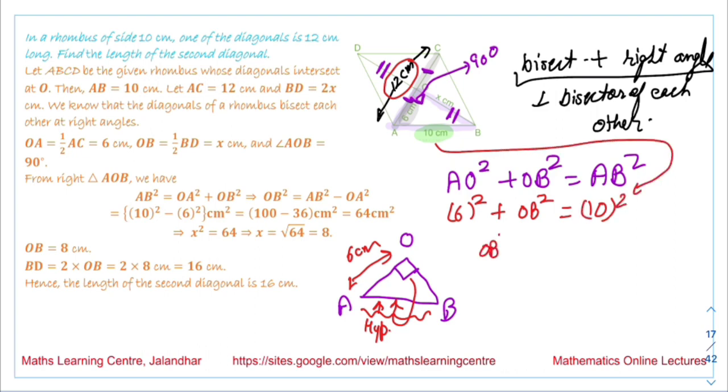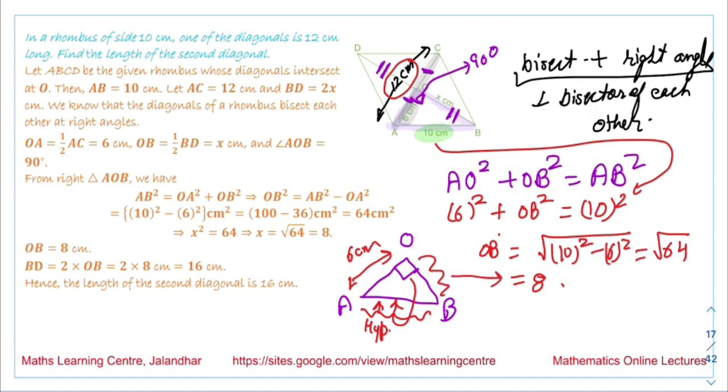So we get the value of OB is equal to square root of 10 square minus 6 square, that is equal to square root of 64, and this is equal to 8. So this is the length of OB. So the length of the second diagonal we are talking about, DB, that will be 2 times OB, that is equal to 16 centimeters. So the length of the second diagonal is 16 centimeters.